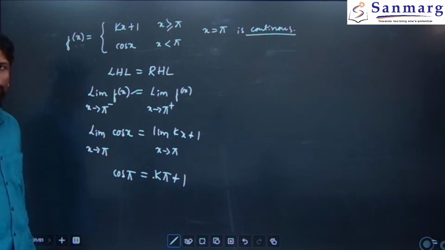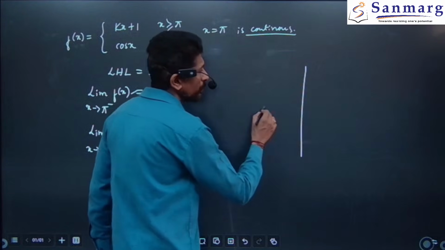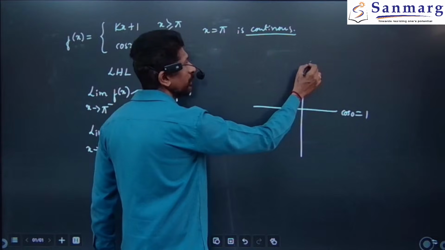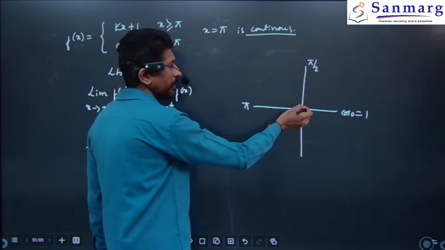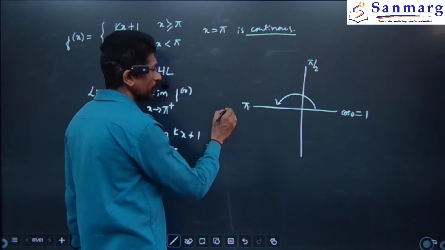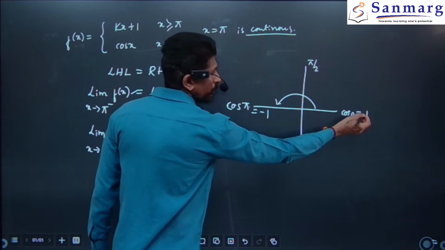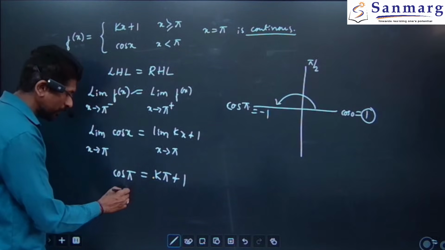You have to know the cos pi value. Cos pi means cos 180. Cos 0 is plus 1, and here it is 90 degrees. So automatically pi comes on the left side if you go in the anti-clockwise direction of angles. So automatically the cos pi value becomes minus 1, because on the right side plus 1 comes, and on the left side minus 1. So automatically the cos pi value is minus 1 now.